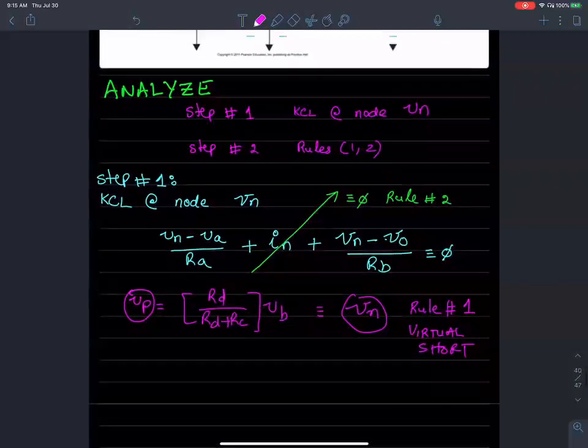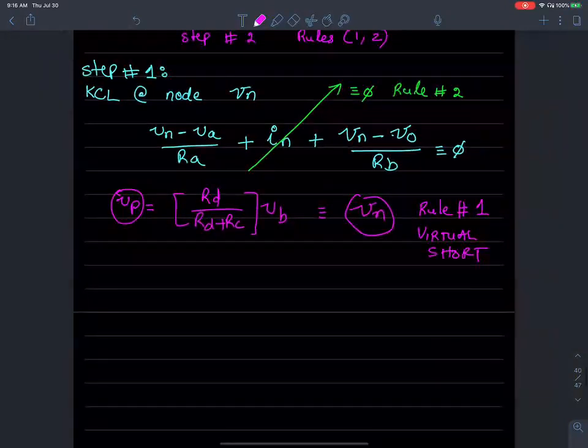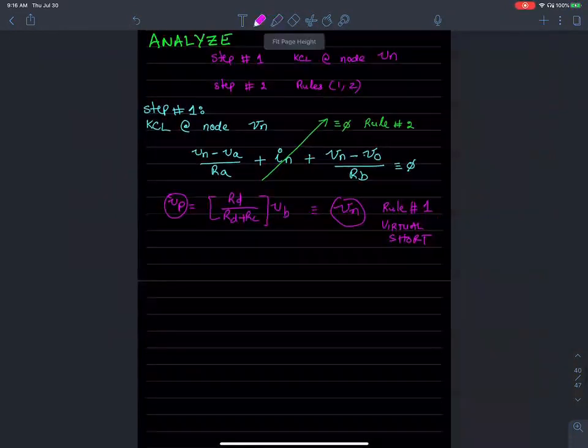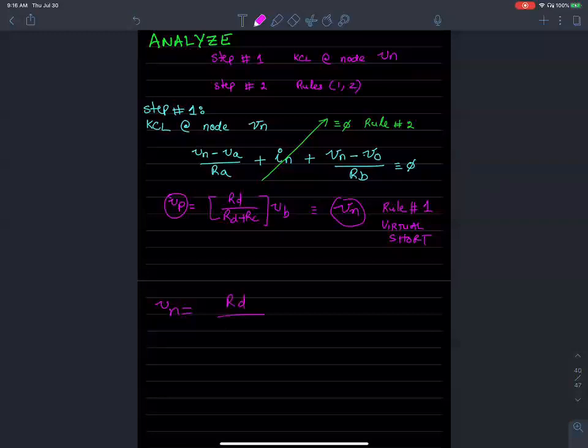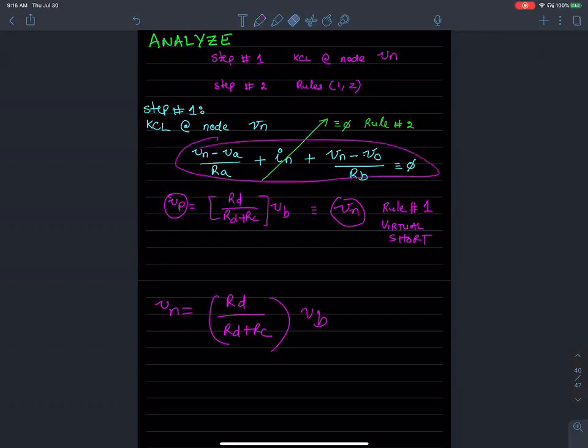and I leave that as an exercise for you. I'm not going to manipulate it because it's just algebraic manipulation. The key here is to remember that Vp is simply a voltage division between Rd and Rc. So once you notice that and plug in Vp equals Rd over Rd plus Rc times Vb into this equation over here, you should get a result.